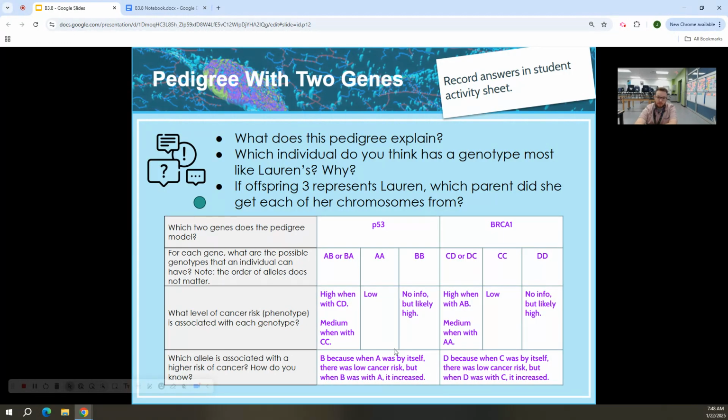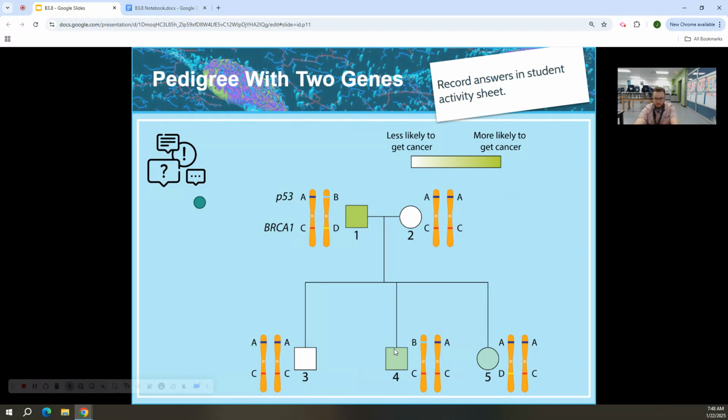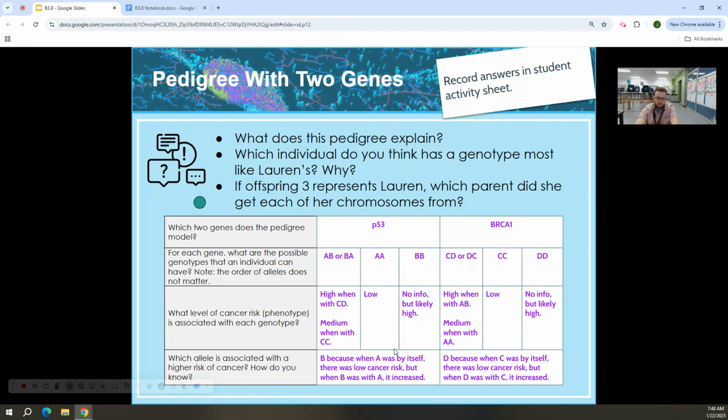AA, I have low to no cancer risk. Again, anytime you saw AA by itself, I had no cancer risk or very low. Okay, and then BB, no information provided because it's not on our pedigree, but we're going to assume that that means the p53 is not functioning, so it's probably high or medium, I would say at the lowest.